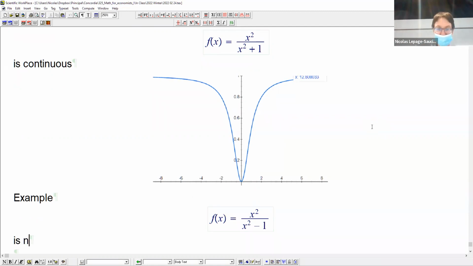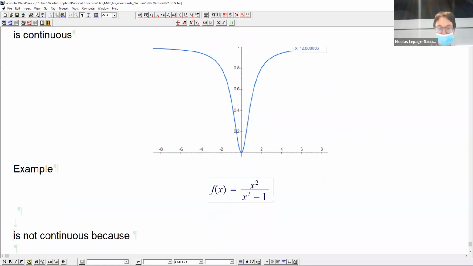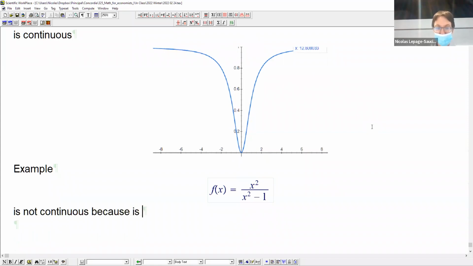This is not continuous, because, well, when x plus 1 makes the denominator zero, it is undefined. So let's go back to our nice friendly rule and show us why this is wrong.